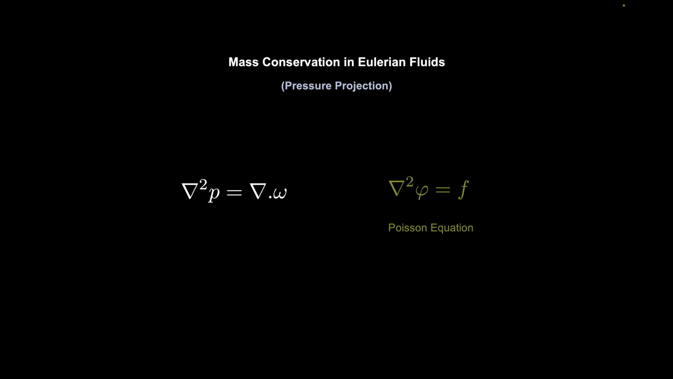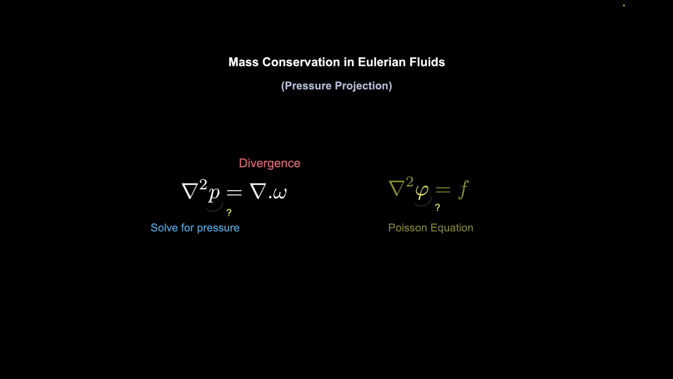So the problem to solve is, given a divergence of the velocity field omega, what is the pressure that satisfies the Poisson equation? This pressure is used to correct the velocity field to achieve mass conservation. Solving this equation is one of the most crucial steps in achieving real-time fluid simulation.